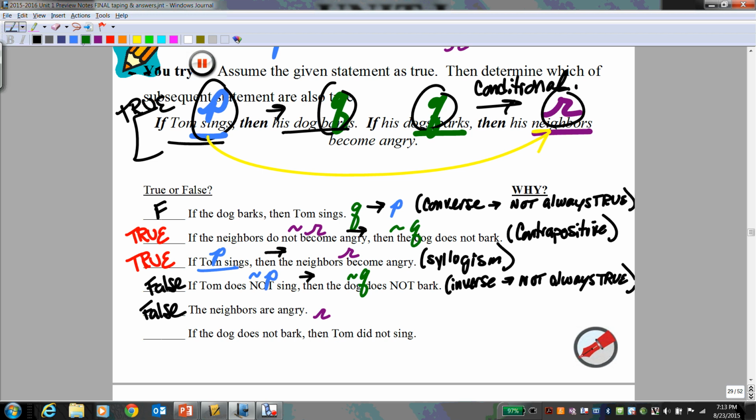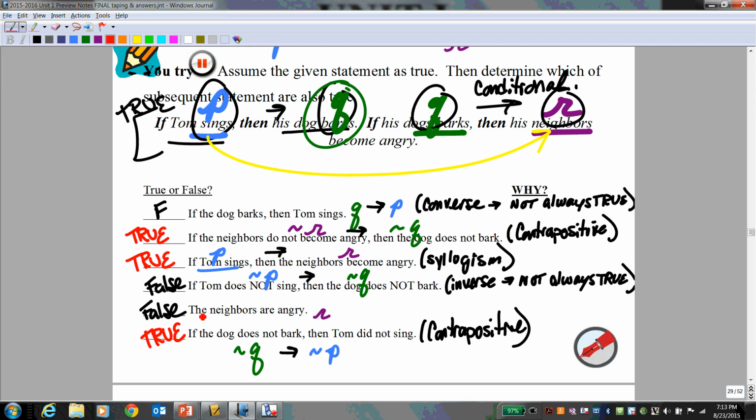If the dog does not bark, dog barking is Q, so we're going opposite Q, then Tom does not sing. That's opposite P. Notice we switch and negate. That's the contrapositive, and that is going to be a true statement. Don't freak out. You'll understand this as you get more practice. This is just a general overview.